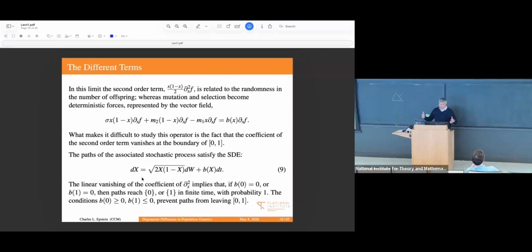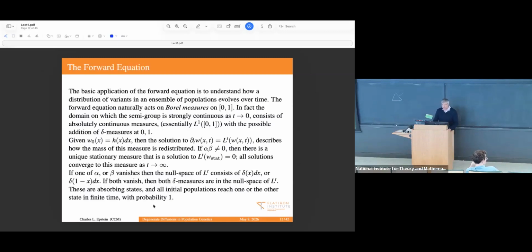If the coefficients are non-zero, they're pointing inward. So we make a restriction on the signs: b(0) is greater than 0, b(1) is less than 0. If you have non-zero mutation and selection, then you still can reach the boundary in finite time, provided the b's are small enough, but then you immediately go back into the interval. So you never leave the interval. This is a process that allows paths to wander in the interval, reach the boundary, but always go back inside, unless the coefficient at that boundary point is 0.